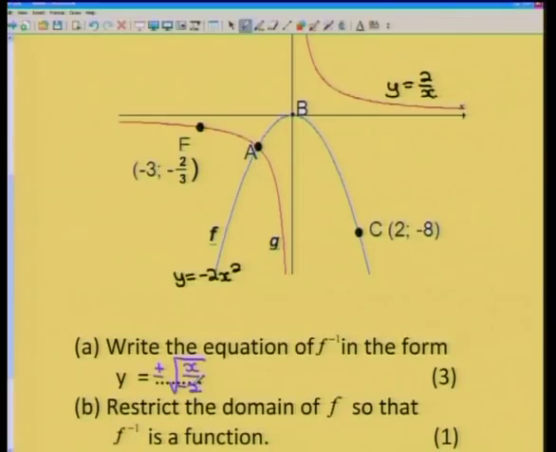Now, just by the way, it would depend which half of the parabola we're working with. If we're working with this part, one of these would apply, and if we work with this part, one of those will apply. Now it says restrict the domain of f so that f to the minus 1 is a function. Now remember, I said to you, whenever we have to restrict the domain of a parabola, the easiest way is to work with a turning point.